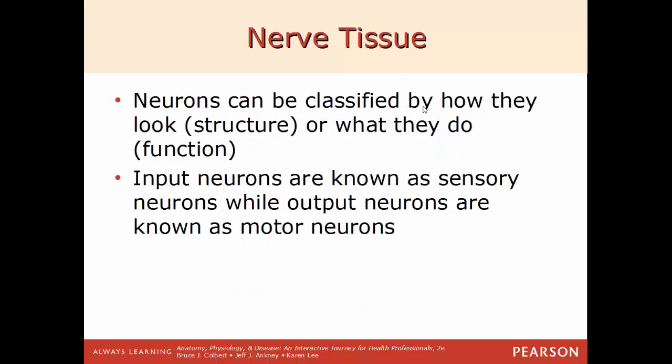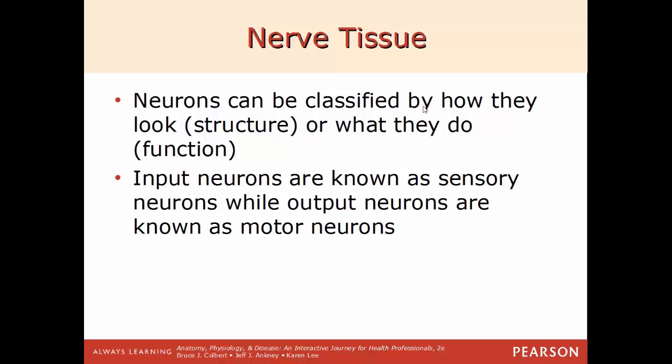Now, neurons can be classified by how they look or by what they do. So they can be classified either by their function or by their structure. Input neurons are known as sensory neurons. So information going to the brain, they're known as sensory neurons. And neurons that take information out of the brain or away from the brain are called motor neurons. That's because information going into your brain is due to sensory input. Anything that you see, hear, smell, taste, touch, all that is sensory info going from the external environment to your brain to be processed.